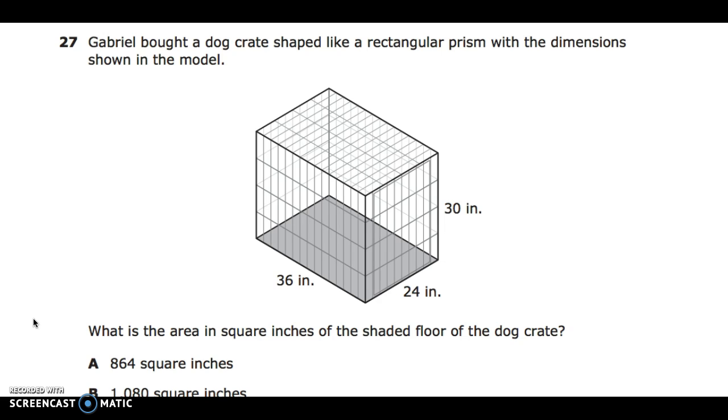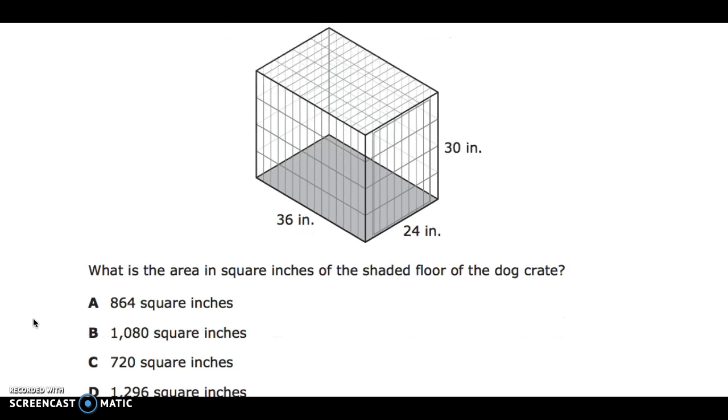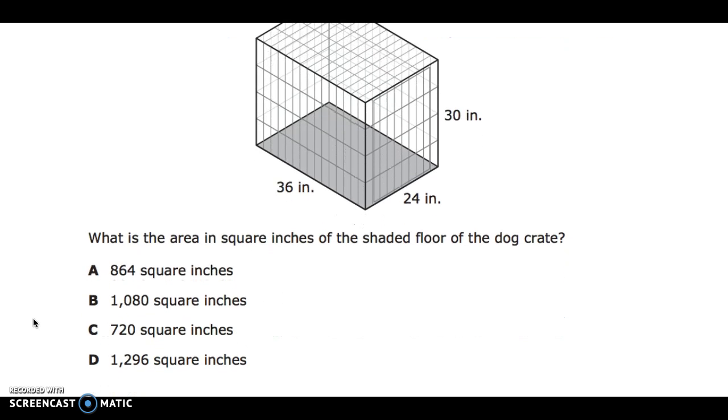Number 27. Gabriel bought a dog crate shaped like a rectangular prism with the dimensions shown in the model. What is the area in square inches of the shaded floor of the dog crate?